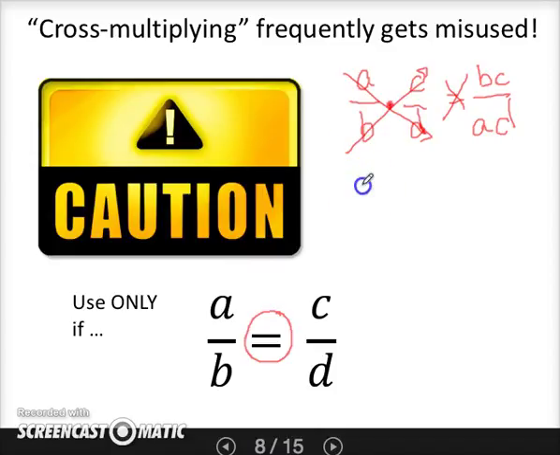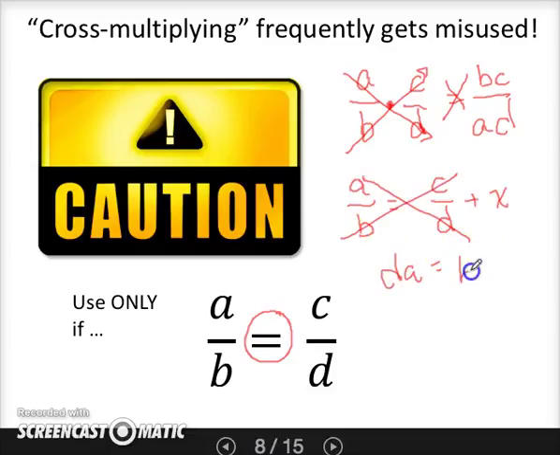It's also not true that we can take something like this, a over b equals c over d plus, say, x, and just cross multiply and say something like da equals bc plus x. That is simply not true. The only time that we're allowed to use this trick of cross-multiplying is when we have simply a over b on one side of an equal sign and c over d on the other side. Nothing else.